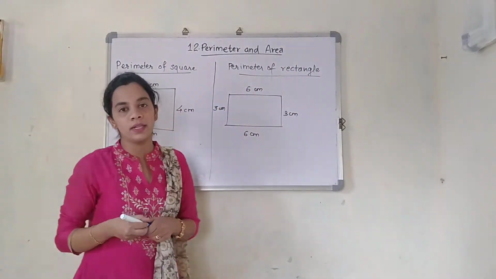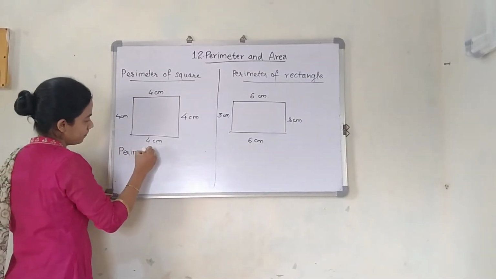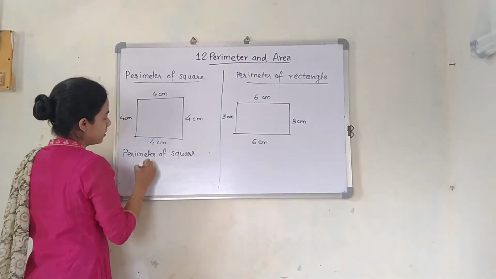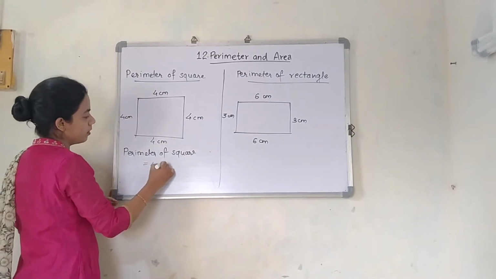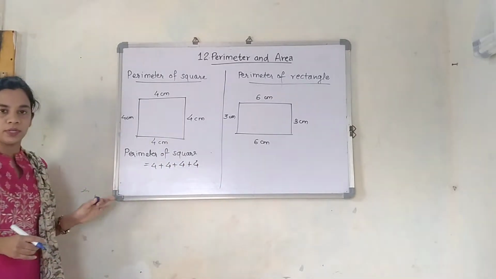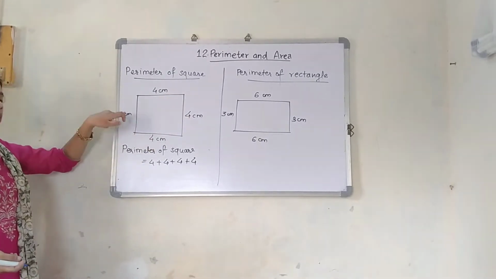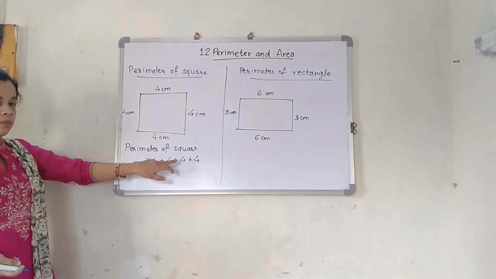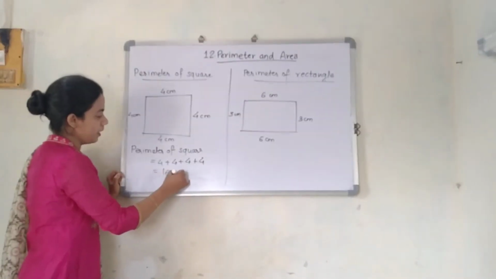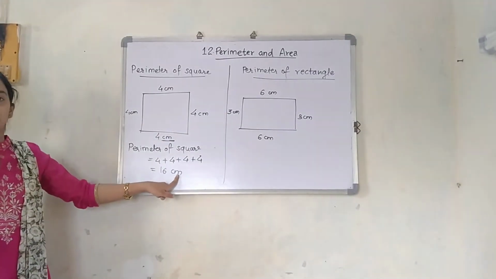So how are we going to write the perimeter? Perimeter of square is equal to 4 centimeter plus 4 centimeter plus 4 centimeter plus 4 centimeter. Why have I done 4 times? 4 plus 4 plus 4 plus 4. So the addition will be 16 centimeter. Whichever unit is used, you are supposed to give that unit itself.